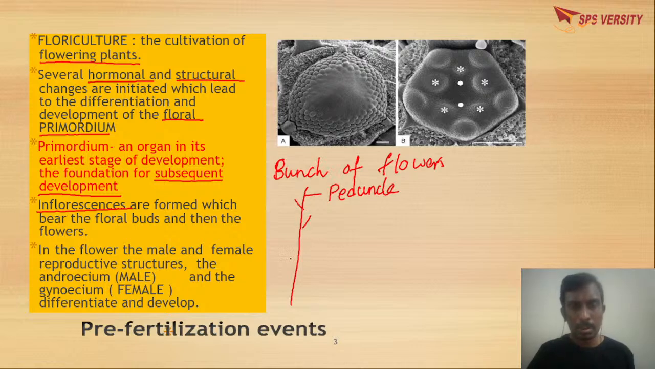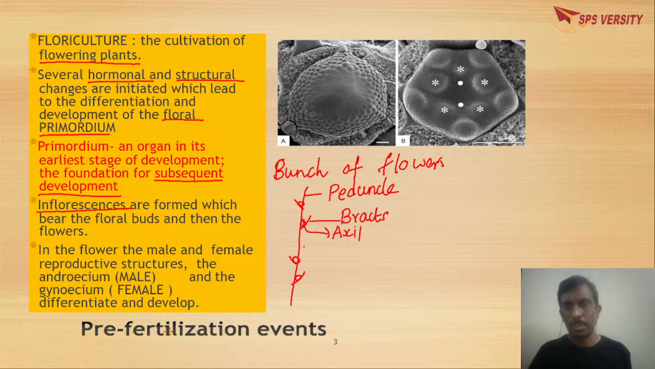On the peduncle, there are small leaf-like parts. These are called bracts. And the angle between the bract and the peduncle is called the axil of the bract. In this axil of the bract, the floral bud arises. Floral bud means that from which a flower arises. So on an inflorescence, there are many floral buds in the axils of bracts, which will form flowers.